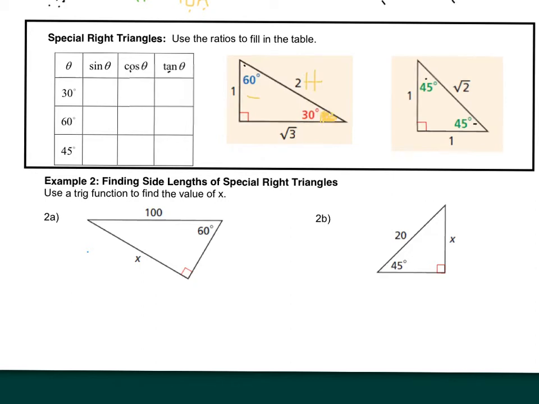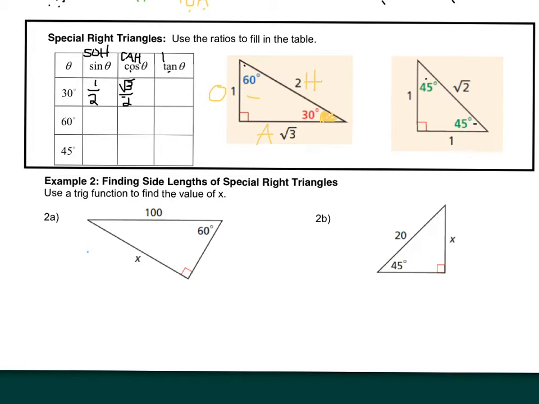The side opposite is 1, and the adjacent is the square root of 3. So I'm going to fill all those fractions in. For sine, we know it is SOH, so we need the opposite and the hypotenuse. So it's going to be 1 over 2. For cosine, it's CAH, we need the adjacent and the hypotenuse. So it will be the square root of 3 over 2. Now none of those fractions reduce, so let's keep going.